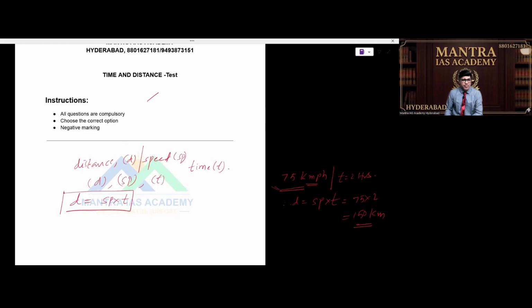We have to write the formula. Distance is equal to SP into T. So to find speed, that's exactly distance by time. In the same fashion, time is equal to distance by speed. This is a basic fundamental.